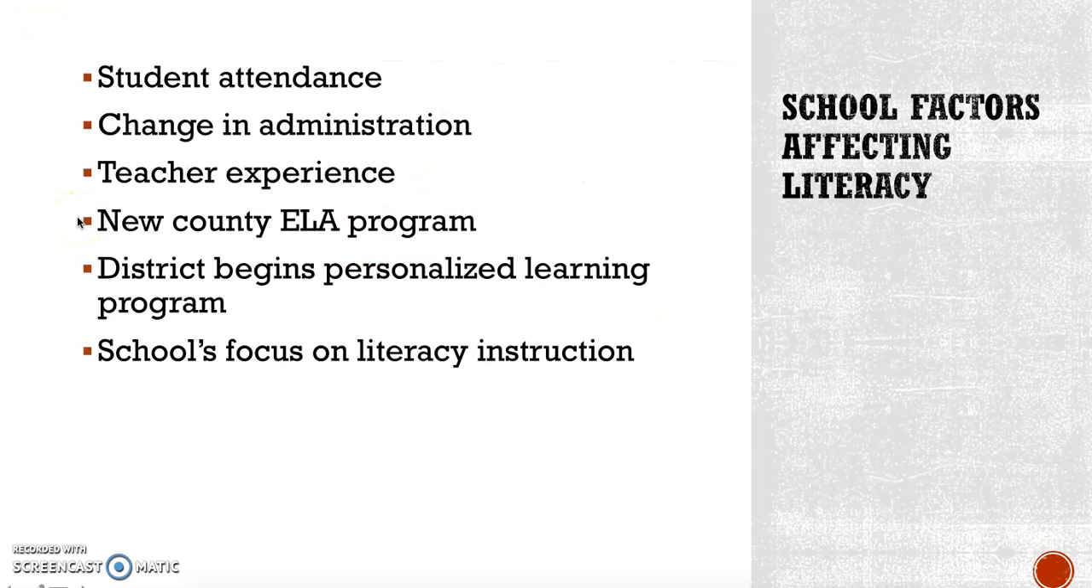As we look at the school data, what school factors are affecting literacy? Well, we know student attendance could be one. We know we have an increase in students who have high rates of being out of school. We know that there was 1 year when we had a change in school administration. Also, we have several teachers who have 1 to 10 years of experience. There's a new county ELA program that has been enforced where all teachers have to use it. So this has been a learning curve. And the district has begun a personalized learning initiative, which has been a new initiative and program that the school has begun, and the school is focusing on literacy instruction as well.